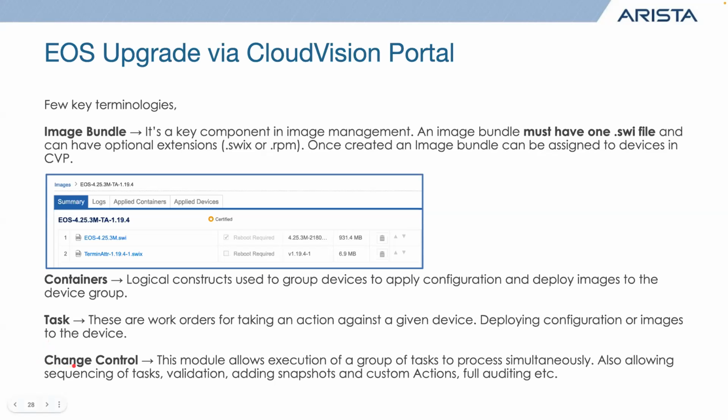Lastly, we have something called a change control. Change control is a very nice feature of CloudVision Portal, which basically allows you to do a lot of things with tasks. For example, if I have a task which is upgrading the EOS image on 2 leaf devices, instead of executing the tasks one by one sequentially, I can group these 2 tasks under a single change control and run them in parallel. Thereby, I'm saving a lot of time, and also my upgrade gets done in one go itself.